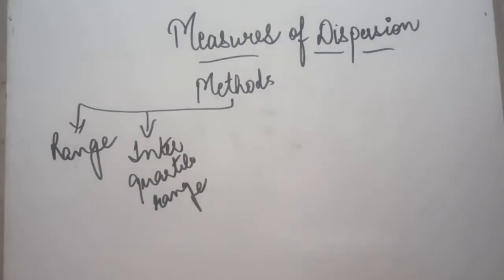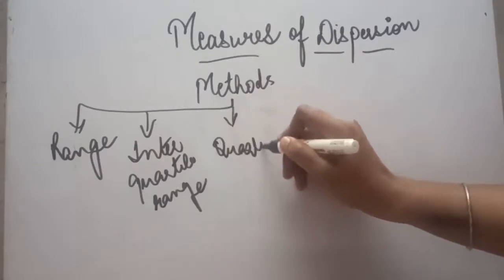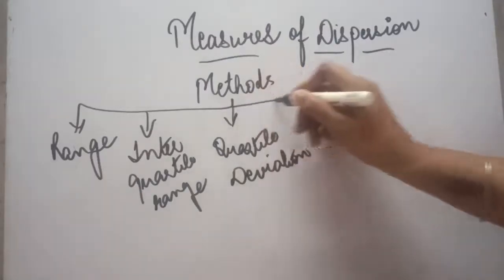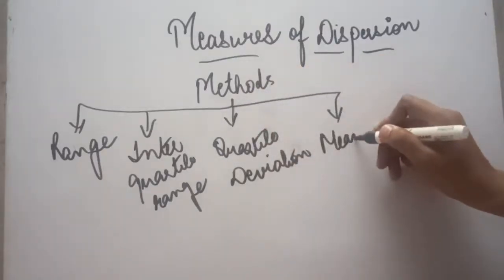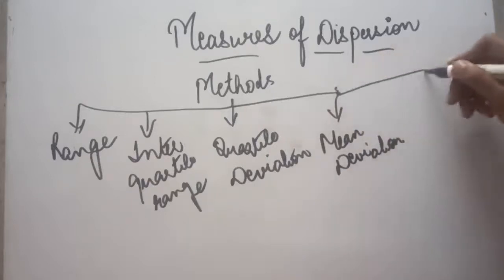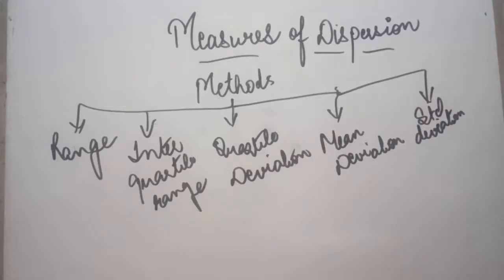Then next is quartile deviation. Mean deviation. Standard deviation. Besides them, there are many other methods also, like graphic method of Lorenz curve, method of skewness, method of kurtosis. So we will discuss these measures one by one.